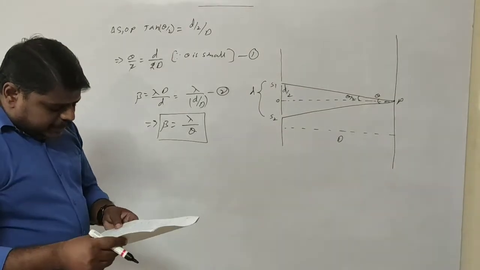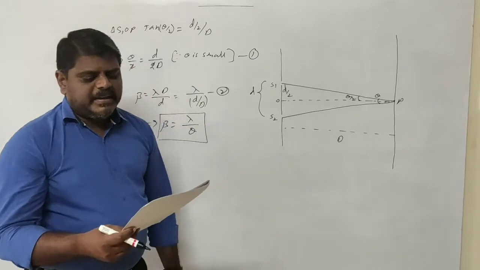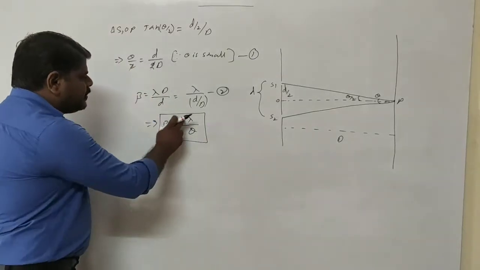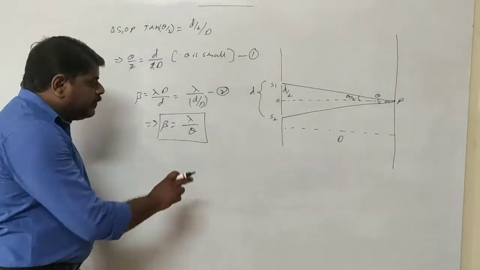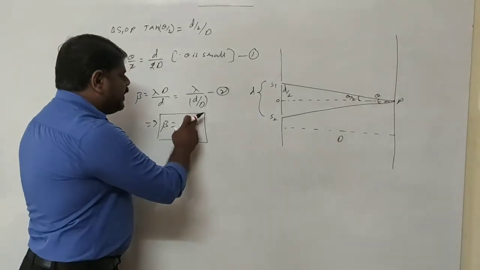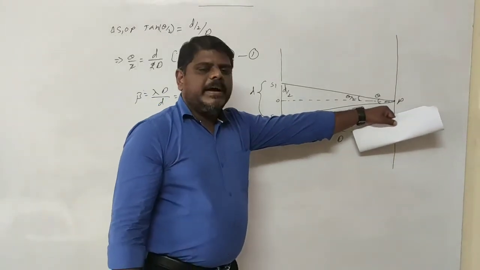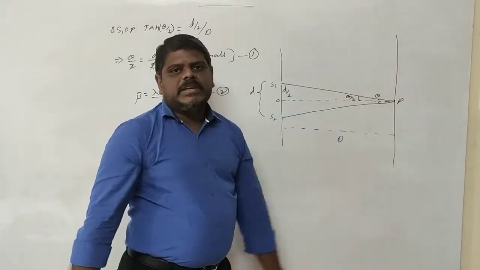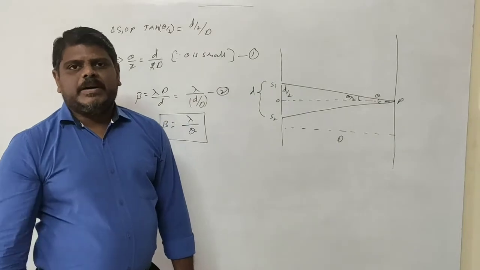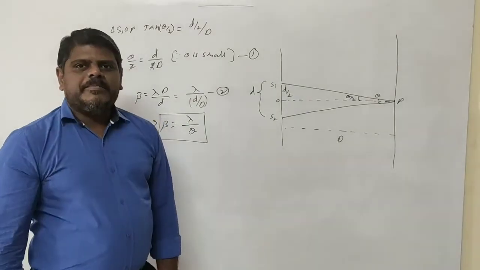So according to the given options, which option is correct here? The first option. The options are not mentioned here, but the formula is beta is equal to lambda by theta. Don't be confused here: theta does not represent the angular fringe width. Lambda is the wavelength. Theta represents the angle made by the two slits at the central maximum, at the point of maximum intensity itself. This is the problem. Go for the next problem.